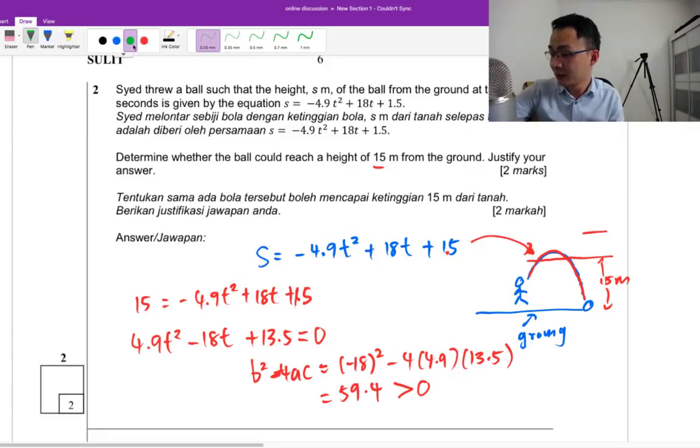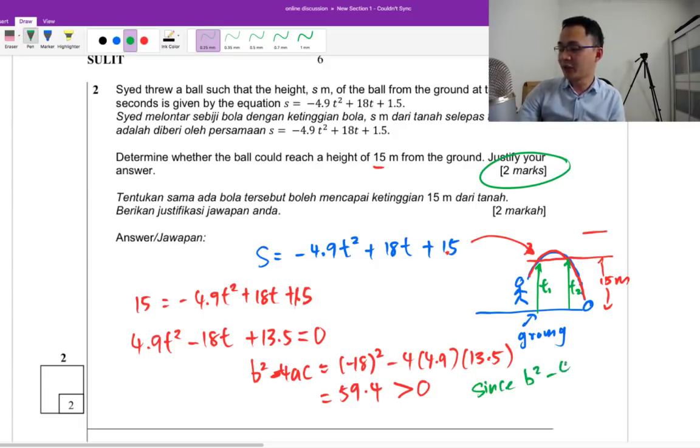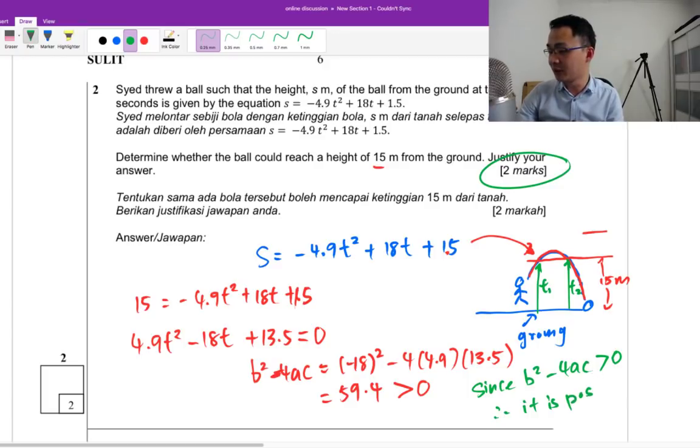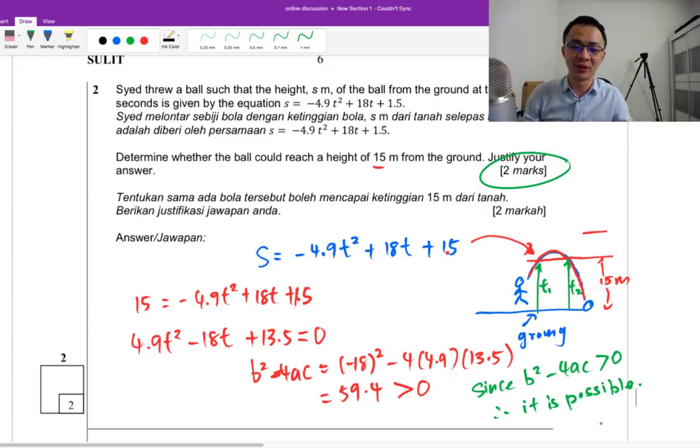Actually, that means this is the first time when I throw the ball. This is the first t value. Of course, here the question doesn't ask you to find a t value. This is the first t value you will get 15 meter high, and then this is the second t value you will get 15 meter high. But in this question, only 2 marks, so you don't need to do so much. Then you just write, since b squared minus 4ac is bigger than 0, therefore it is possible. Because the question only asks you to determine whether it's possible or not. So yes, it is possible for the ball to reach the height. You can write something like that.